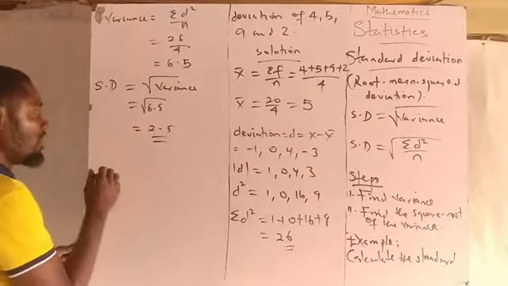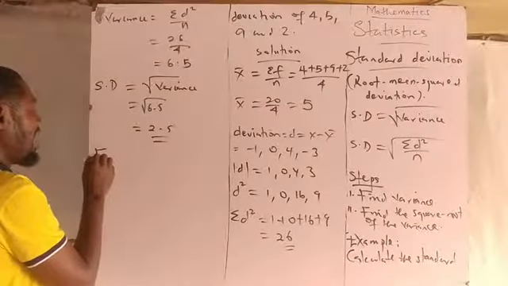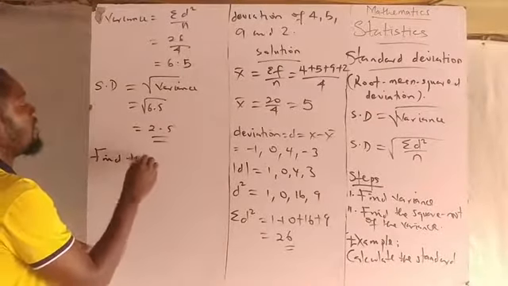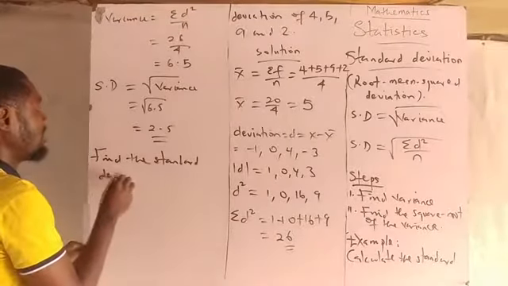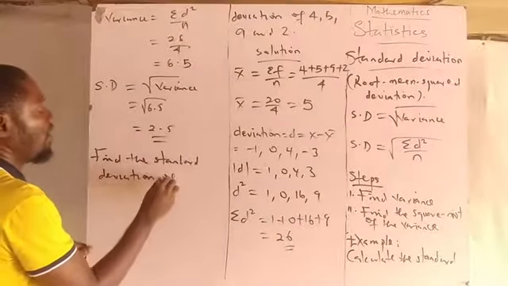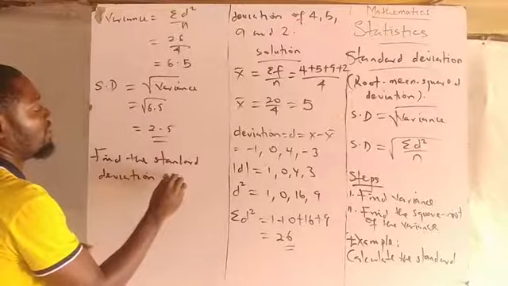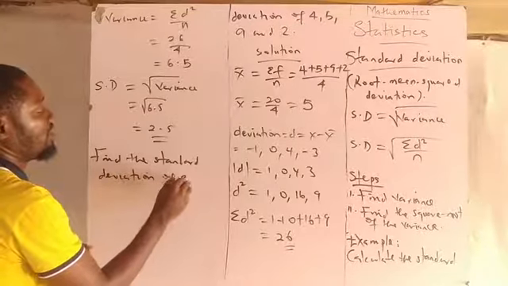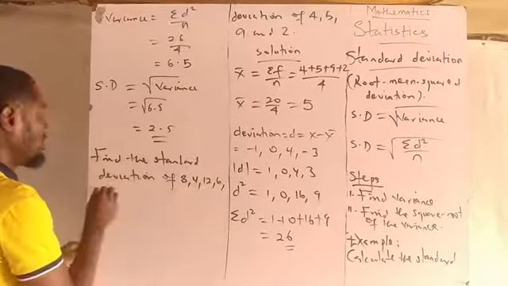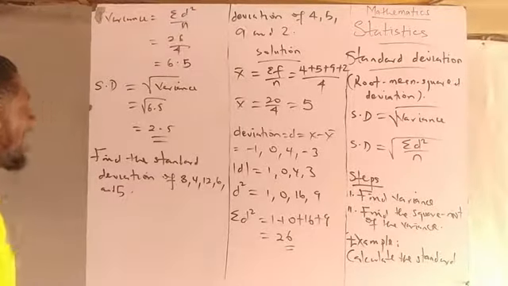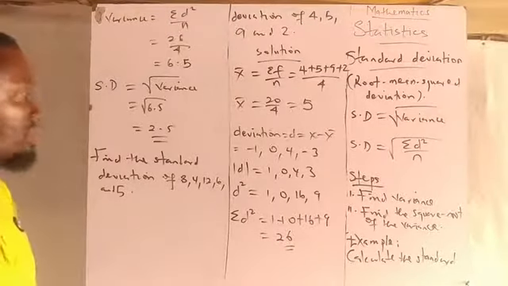So you do the following yourself. Find the standard deviation of 3, 4, 12, 6, and 5. Find the standard deviation of 3, 4, 12, 6, and 5.